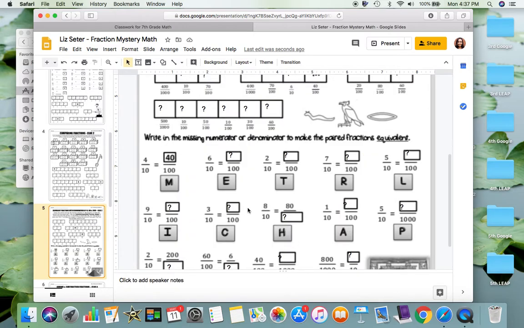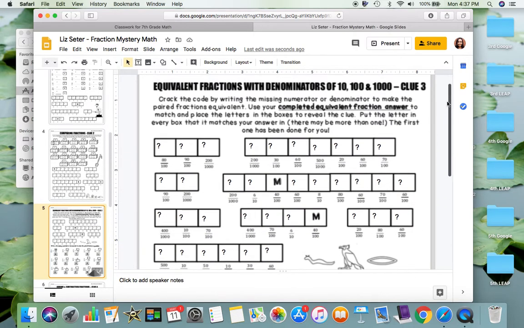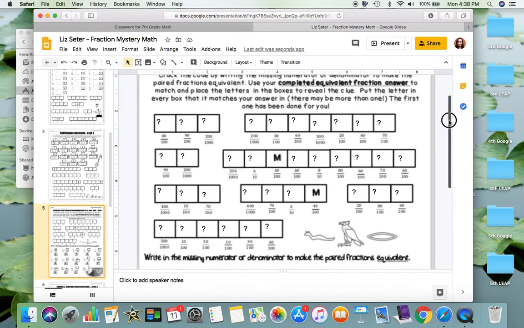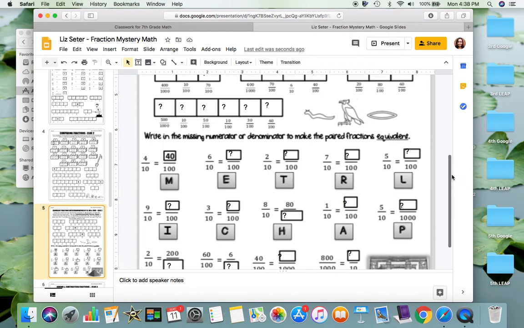Okay, next page, this one here. Okay, we're going to crack the code again. And in this one, you want equivalent fractions with denominators of 10, 100, or 1,000. So right here, you're going to do the bottom part first and then go back up to the top. So this first one here, if I have 4 over 10, that is equivalent to 40 over 100.